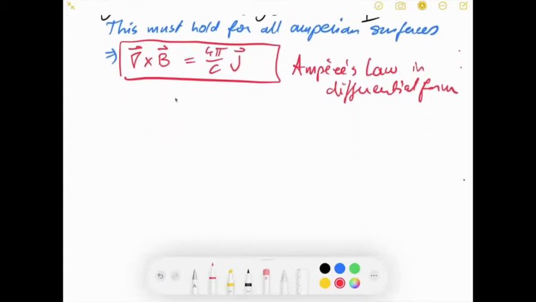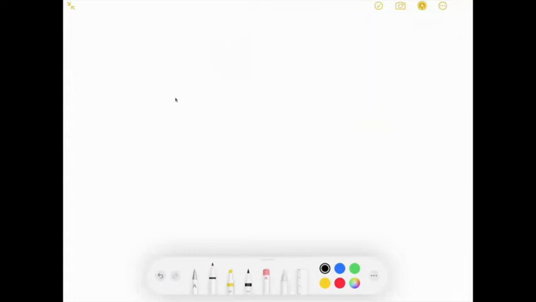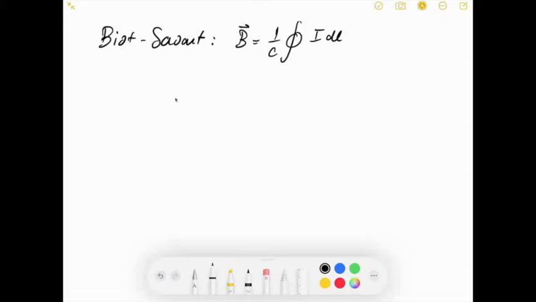So now that we have that, we can look at the other aspect of how to find magnetic fields. Let's remember Biot-Savart's law, which states that we can calculate our B field as 1 over C, and now this is a contour integral of I dL crossed with R hat over R squared.